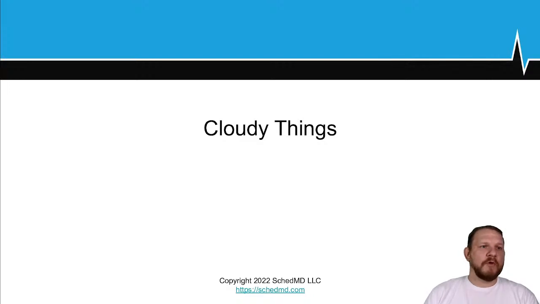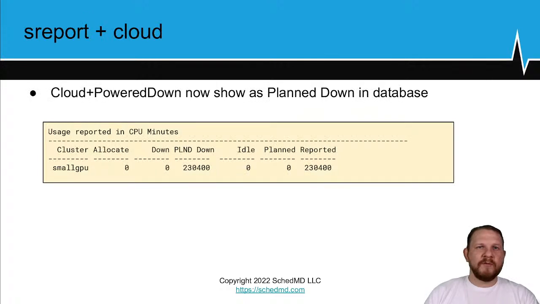So that's dynamic nodes. We'll cover some questions at the very end on any of those pieces with dynamic nodes. We'll jump into a couple of small cloud things that I want to share, and then the rest of the time we'll do with questions. With 22.05, we have added just a few little minor cloud changes that I think are important to talk about. One is how a cloud node that's powered down but idle shows in the database.